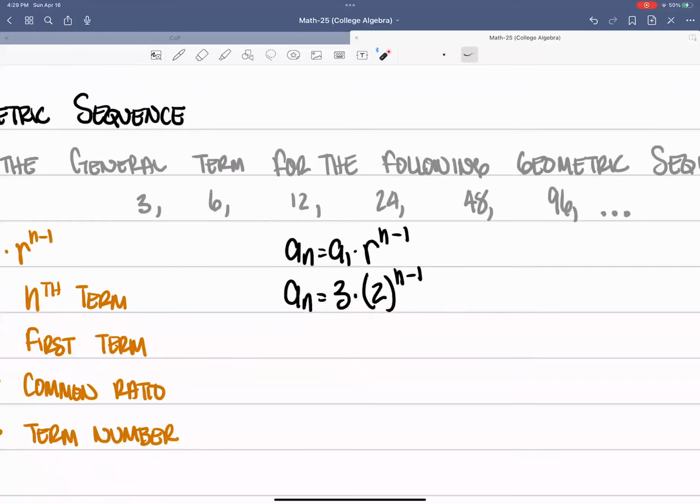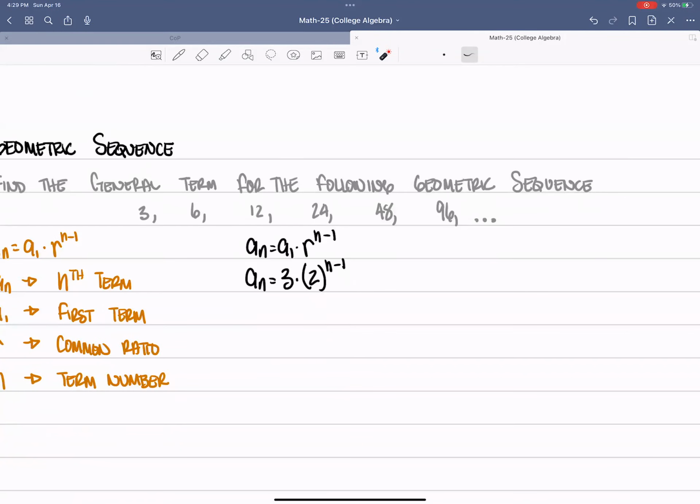And now that we have that, let's see if we could find what these terms are. So this is the first term, second, third, 4th, 5th, and 6th. So let's find the 6th term, and we should end up with 96. So a sub 6 is equal to, we're grabbing the information that we just created. So 3 times 2 to the 6 minus 1.